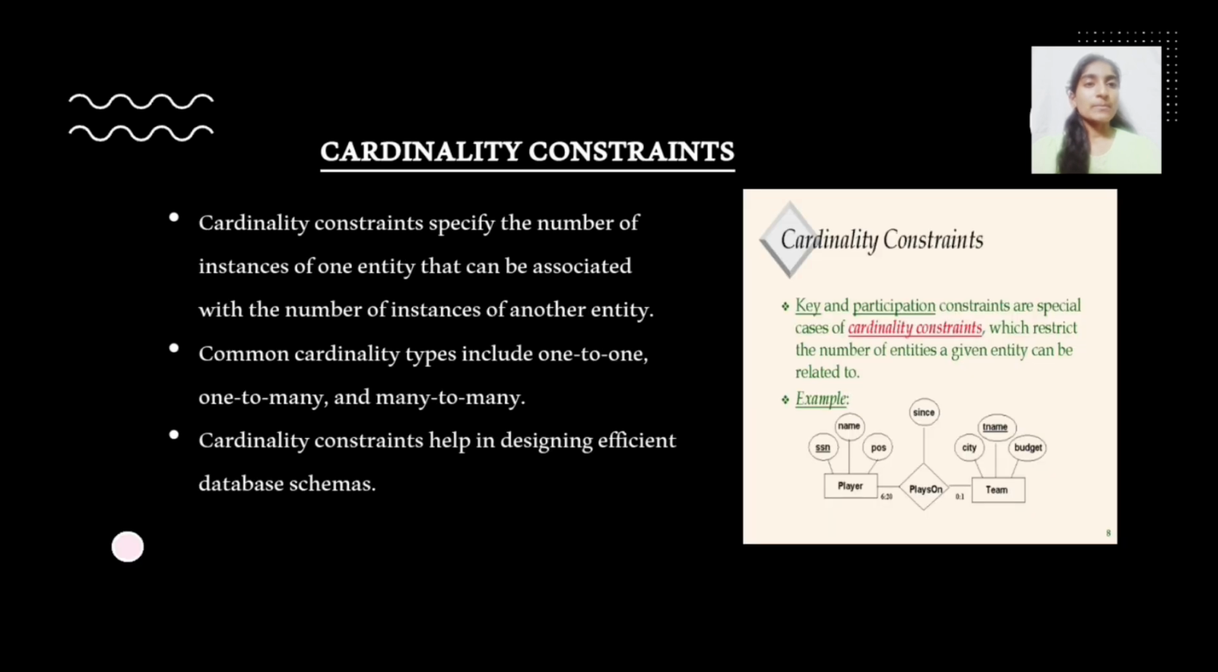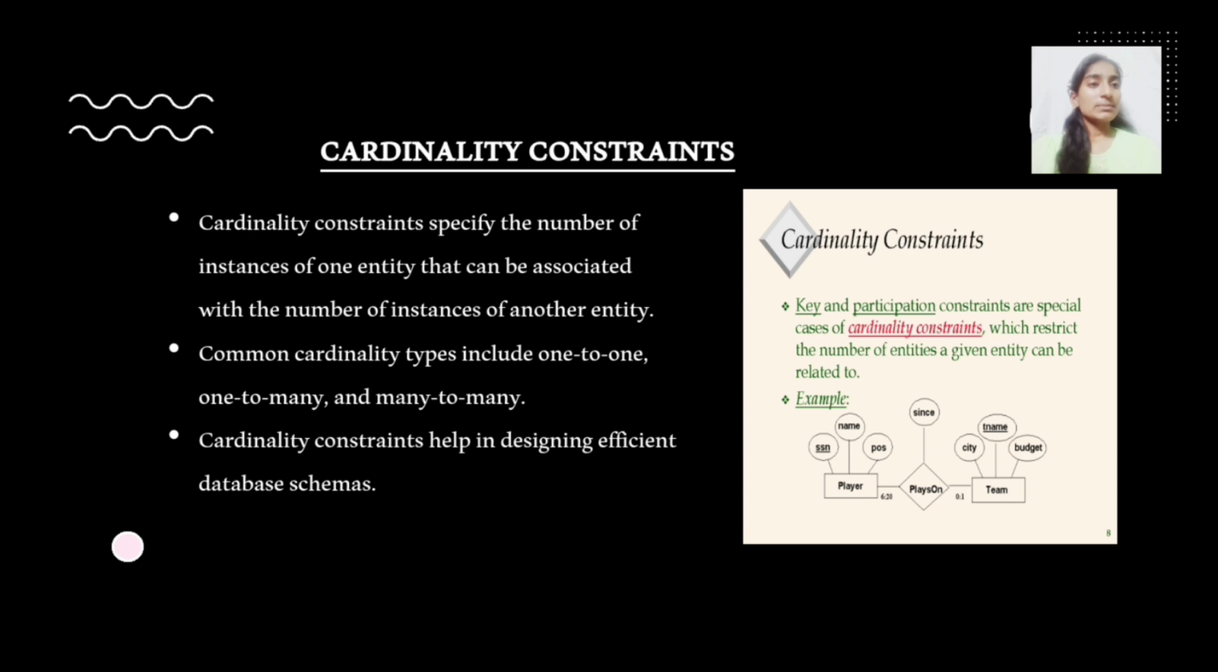Cardinality constraints. Cardinality constraints specify the number of instances of an entity that can be associated with the number of instances of another entity. Common cardinality types include one-to-one, one-to-many, and many-to-many. Cardinality constraints help in designing efficient database schemas. Here we can see the example.